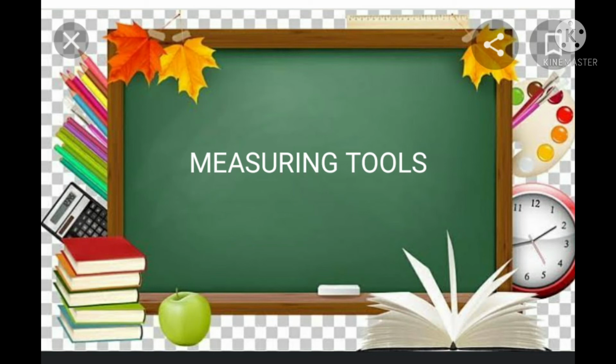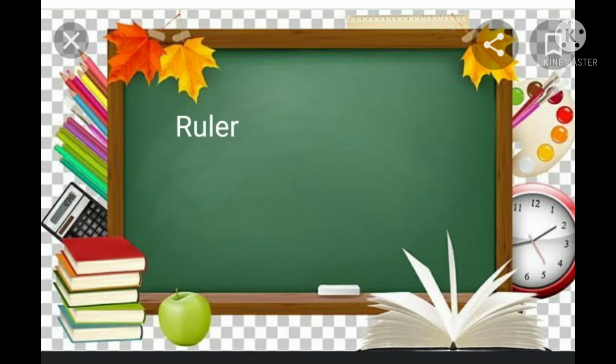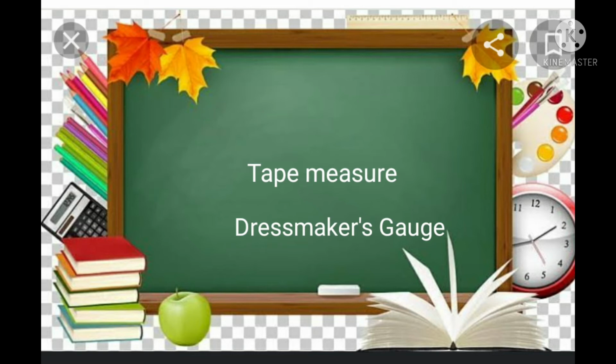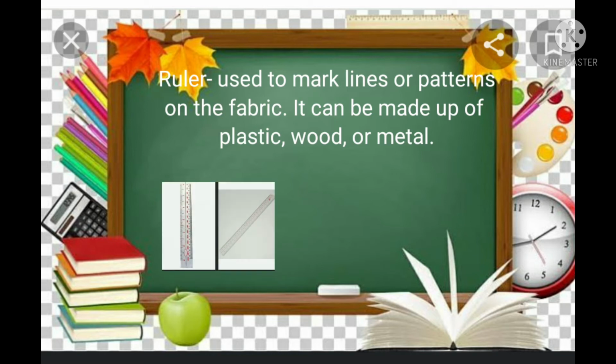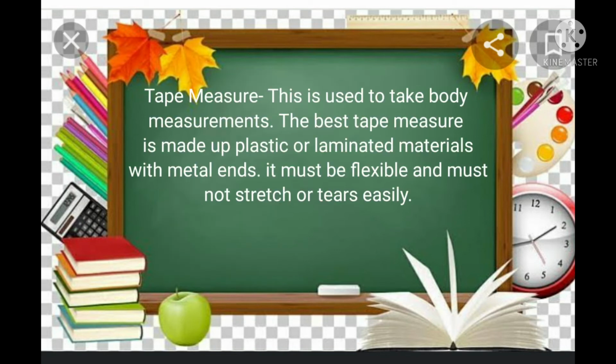Aside from cutting tools, we also have the measuring tools. We have the ruler, tape measure, and dressmaker's gauge. Ruler is used to mark the lines or patterns on the fabric. It can be made of plastic, wood, or metal. Tape measure, this is used to take body measurements.